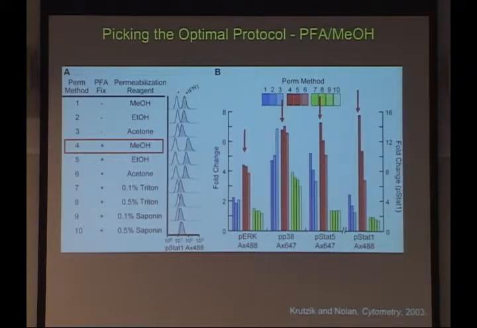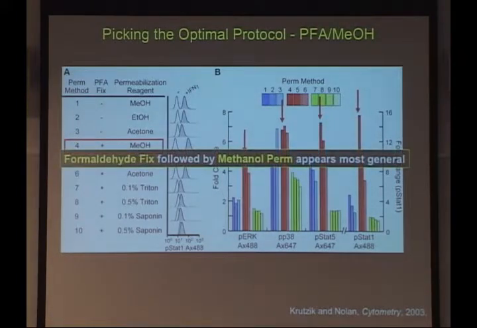So even though this is a generic protocol, I really urge you, if you are doing one specific target, to optimize for that one. The formaldehyde followed by methanol is what I would call the most general, and it is typically what we use because it is the most general. You can get a little bit better with some others, but some of those have trade-offs. For instance, if you use something like saponin, you might be able to measure some of the more membrane-proximal events a little bit better, but then all of a sudden you can't measure the STATs at all.